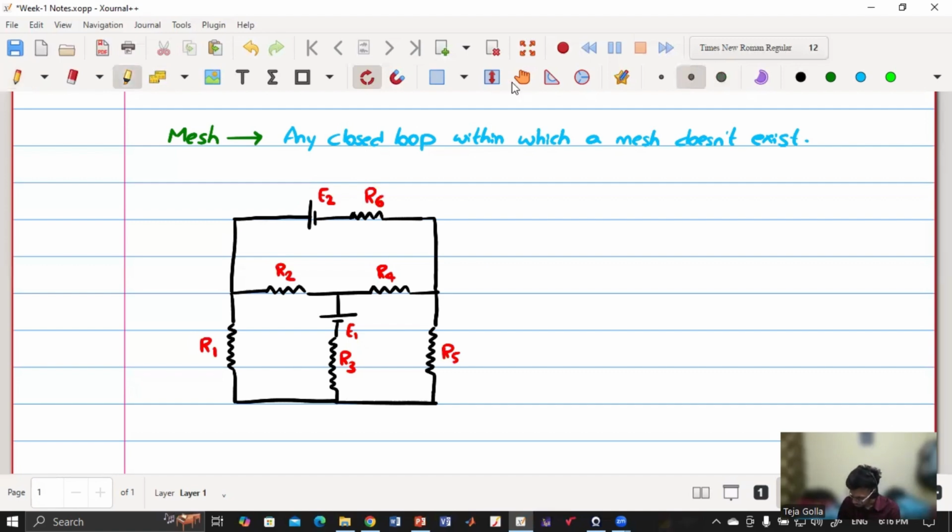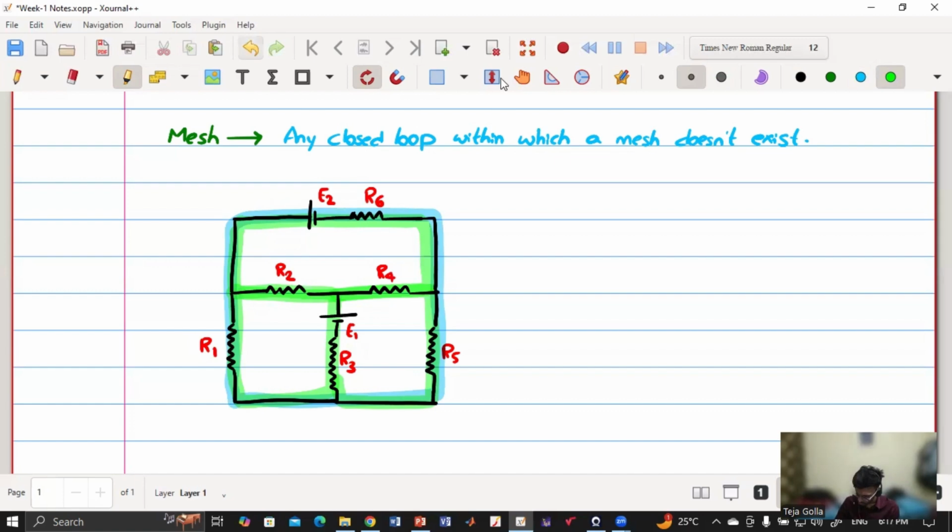There are multiple loops, as you can see. What do I mean? This is a loop, so this is a closed loop. But if you see within this closed loop, I can find another small loop here, another loop here, another loop here. So within one closed loop, I have found another loop. So the outer loop that I have marked in blue is not a mesh. I have to consider the loop within which another loop does not exist.